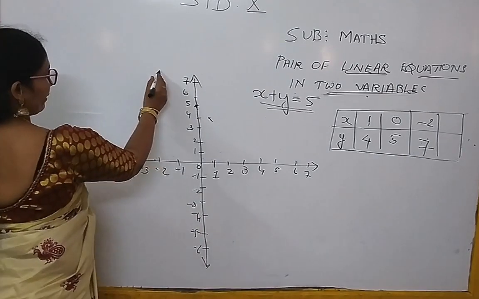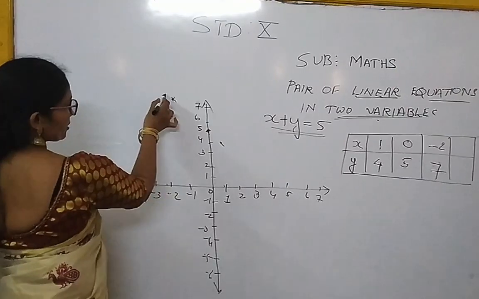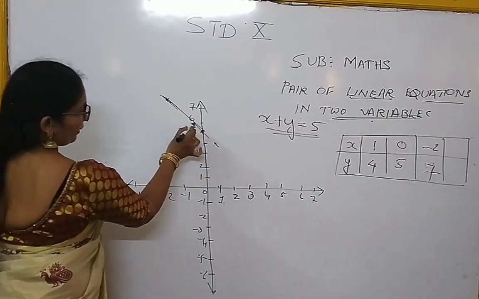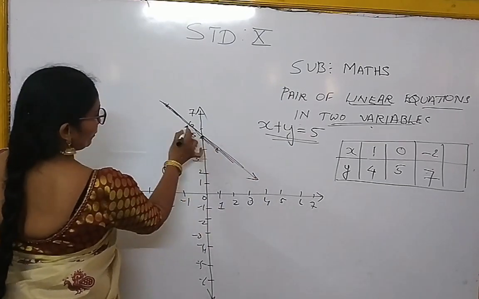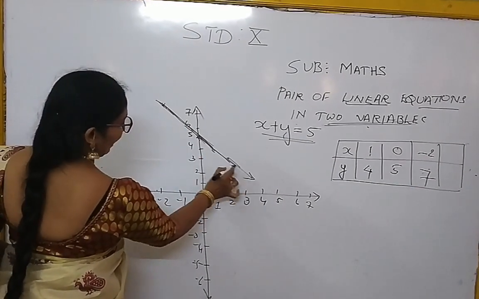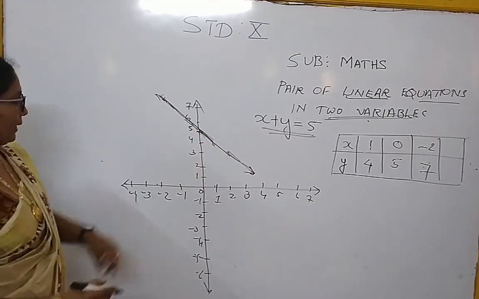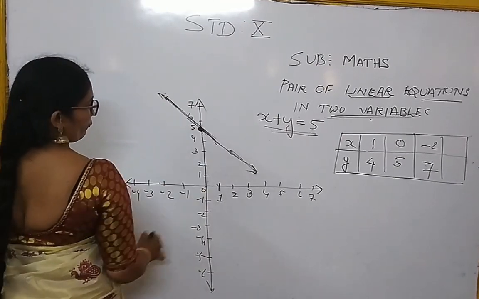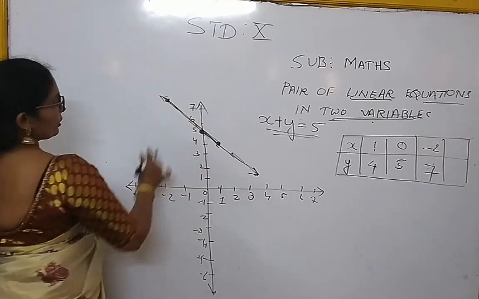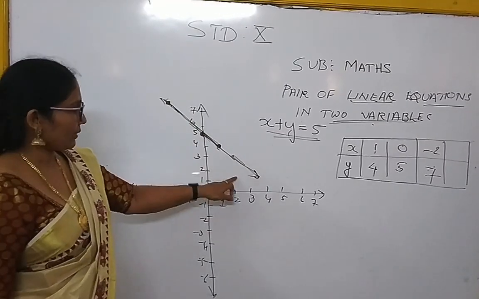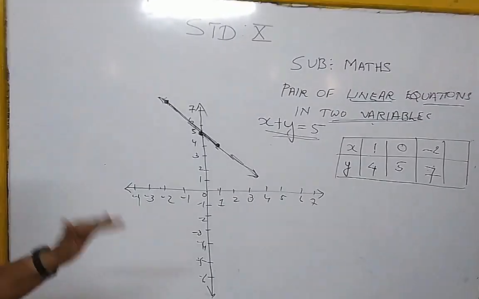Next one, minus 2, 7. Minus 2, 7 will be here. Now, you can join all these points with a line. These points all come under one line. The first point was 0, 5, at the same time 1, 4, and next one minus 2, 7. These three points are all on this line only. That means a linear equation in 2 variables represents a straight line.